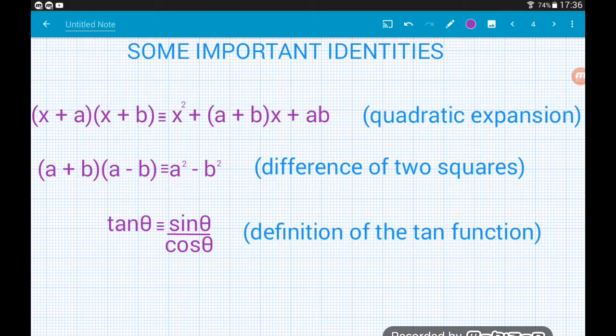And then our final chap down here, the definition of the tan function, tan of theta is always equal to sine theta over cos theta. That's the definition of the tan function. Very important trigonometry identity, and that's identities, guys.